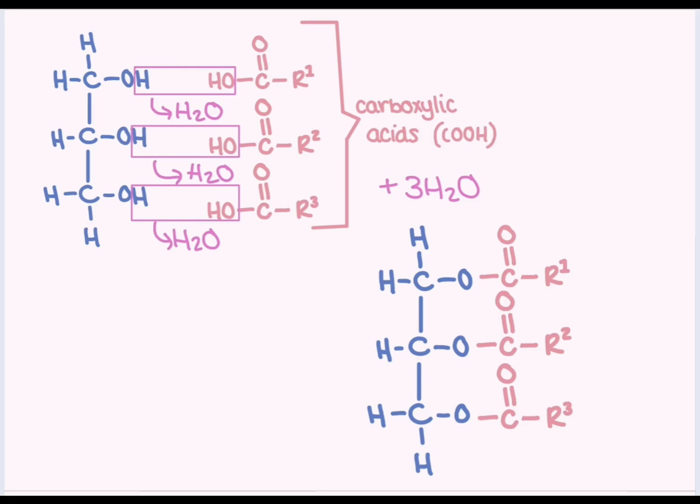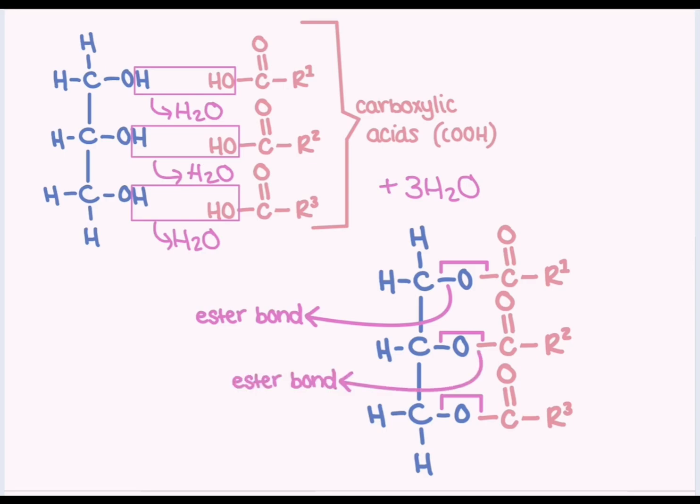At the bottom, we have our resultant polymer, in this case, our triglyceride. So that's 3 fatty acids joined to a single glycerol molecule. The bond formed when lipids are built is called an ester bond. So in this case, we will have 3 ester bonds where each of the carboxylic acids or fatty acids has been joined to the glycerol.